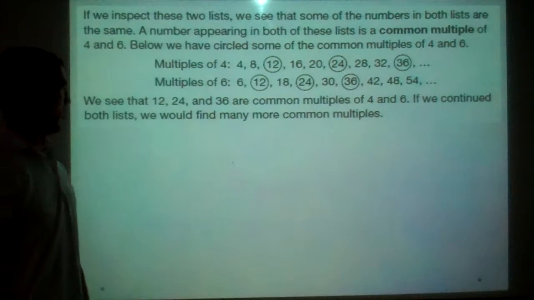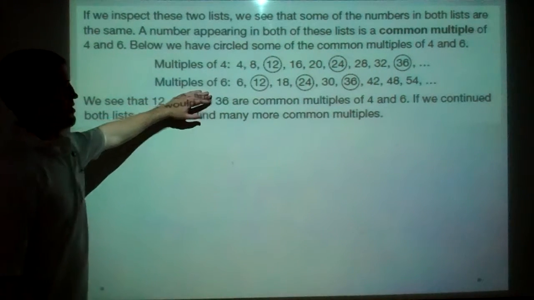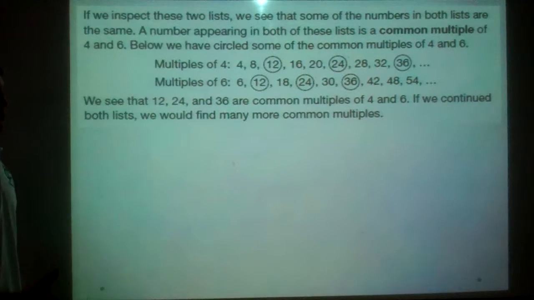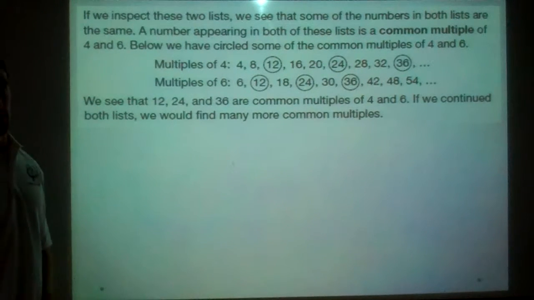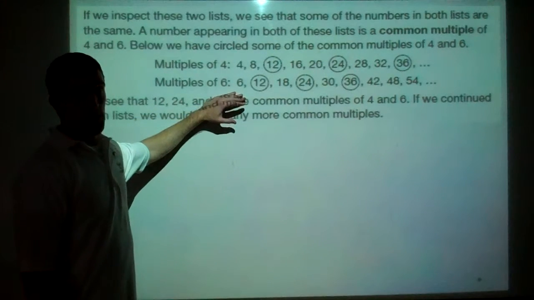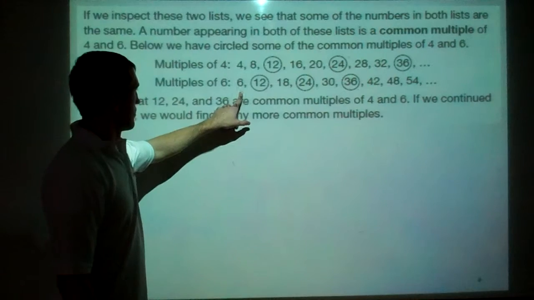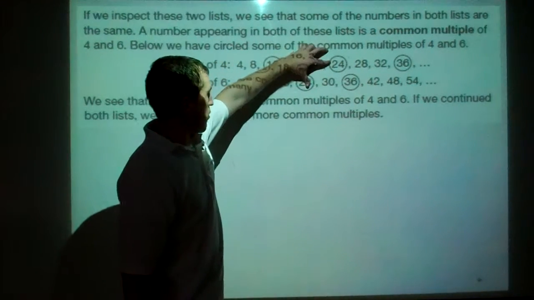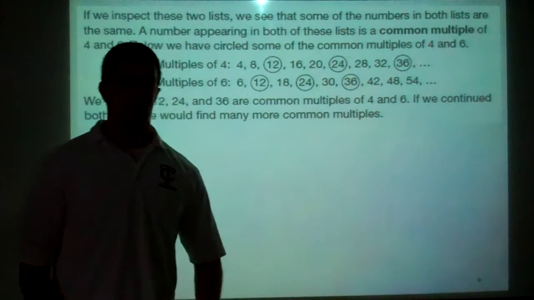Alright, so we just looked at the multiples of 4 and the multiples of 6. And we may have noticed that, at least the ones they showed us, they had some multiples in common. So they circled the ones that are in common here: 4, 8, 12, 6 to 12. So 12 they shared, 24 they shared, 36 they shared. We would call those common multiples.